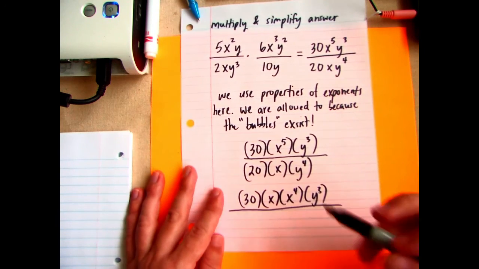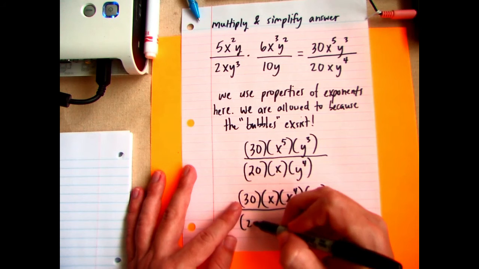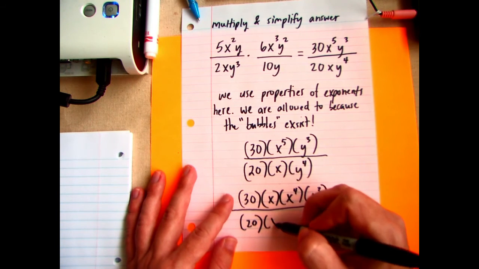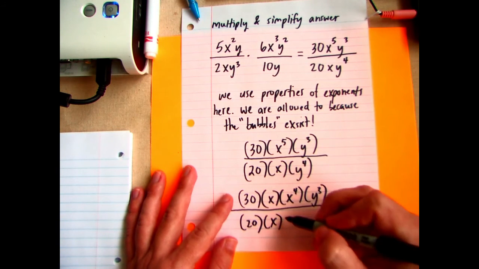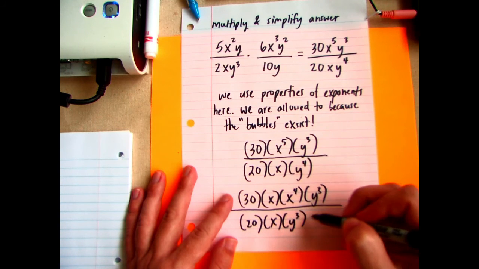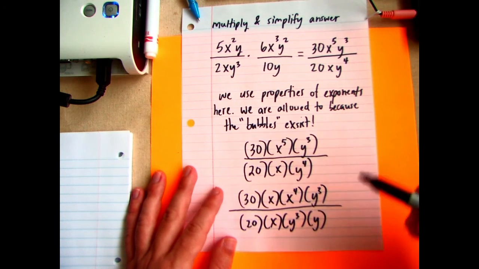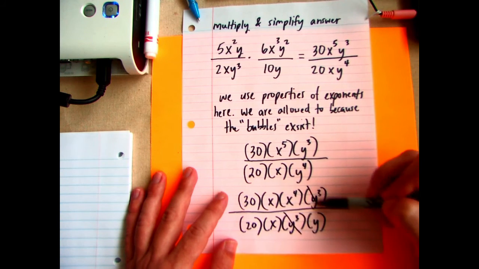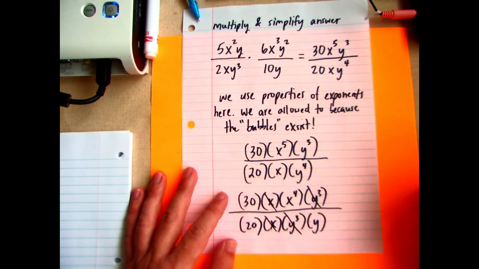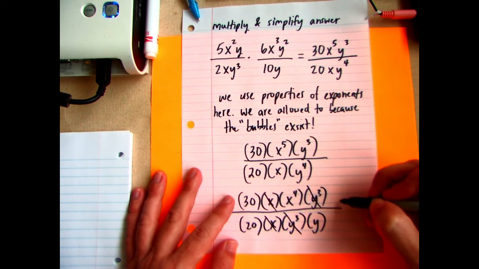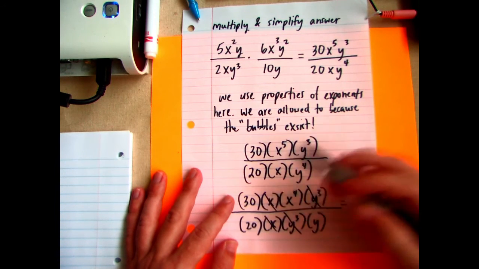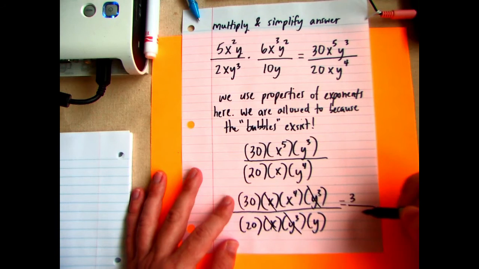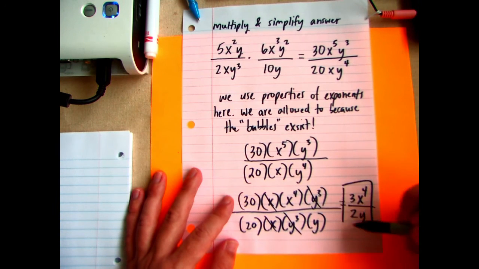In the denominator, I'm going to write 20, x, and I'm going to separate the y's. I'm going to write y to the third in a bubble and y in a bubble. And again, why we're doing that is to get bubbles to cancel. So the matching bubbles can cancel. I'm left with 30 over 20, which is 3 over 2, x to the fourth, y.